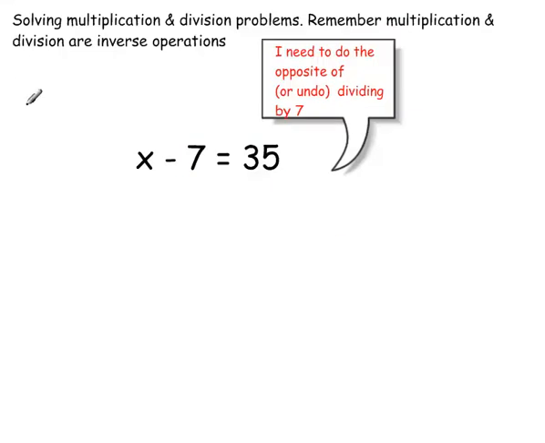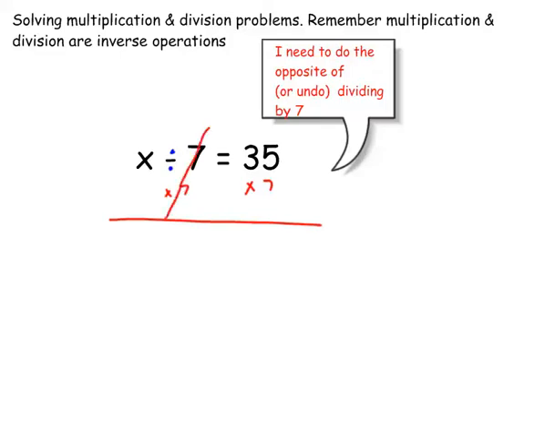Let's do some multiplication and division. Remember, the opposite of multiplication is division. The opposite of division is multiplication. So they're inverse operations. All right, so x divided by 7 equals 35. So I need to figure out what the opposite of dividing is, or how to undo division. That's just to multiply. So I'm going to multiply both sides by 7.